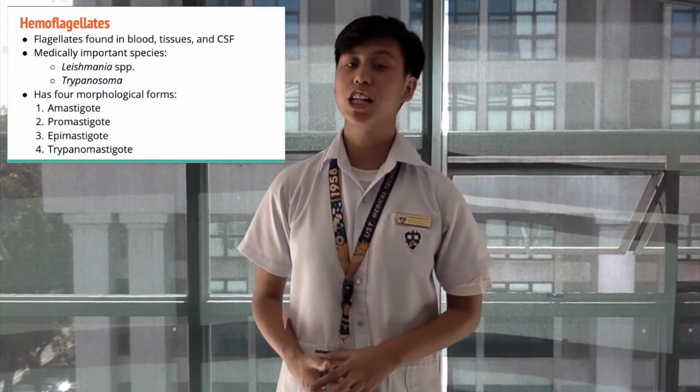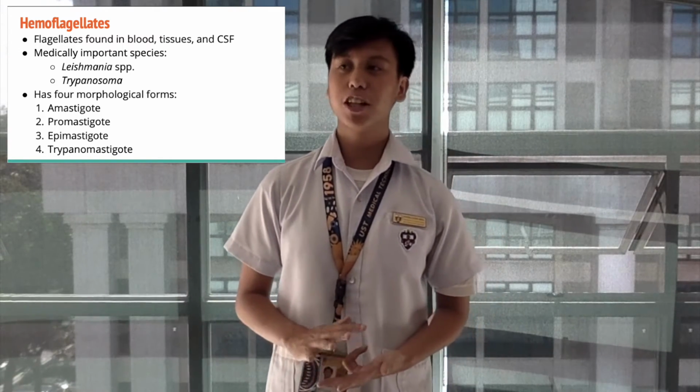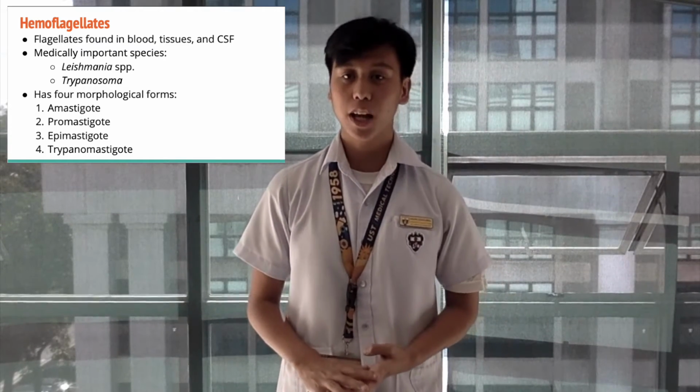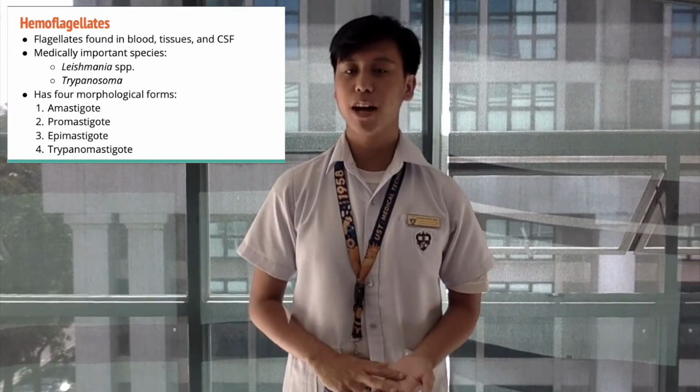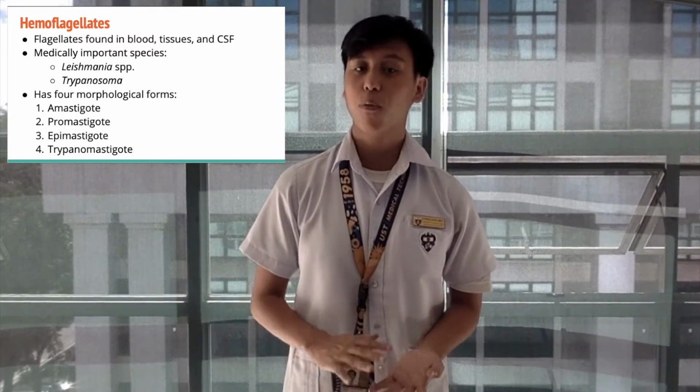So hemoflagellates. What are hemoflagellates? Hemoflagellates are flagellates found in the blood, tissues, and the CSF, or cerebrospinal fluid. It has 2 medically important species, your Leishmania and your Trypanosoma, and has 4 morphological forms, but only 2 are applicable to Leishmania, while all 4 are applicable to Trypanosoma. These 2 morphological forms applicable to Leishmania are amastigote and promastigote, while the other 2 are epimastigote and trypomastigote.